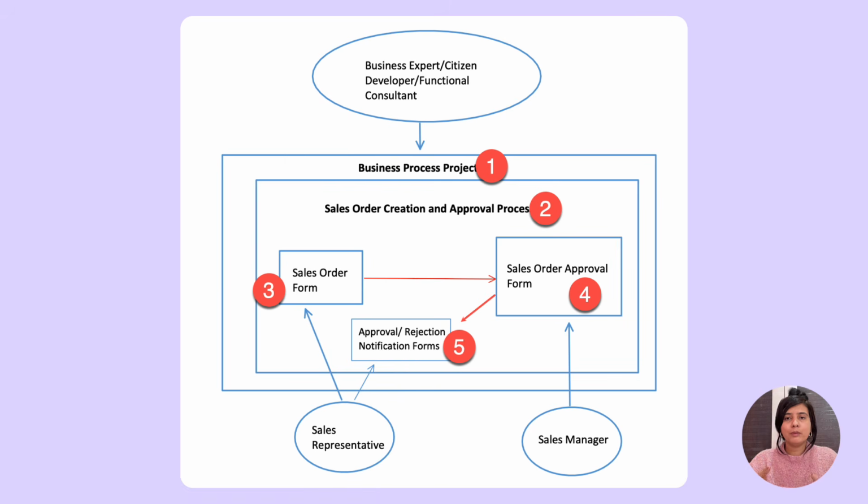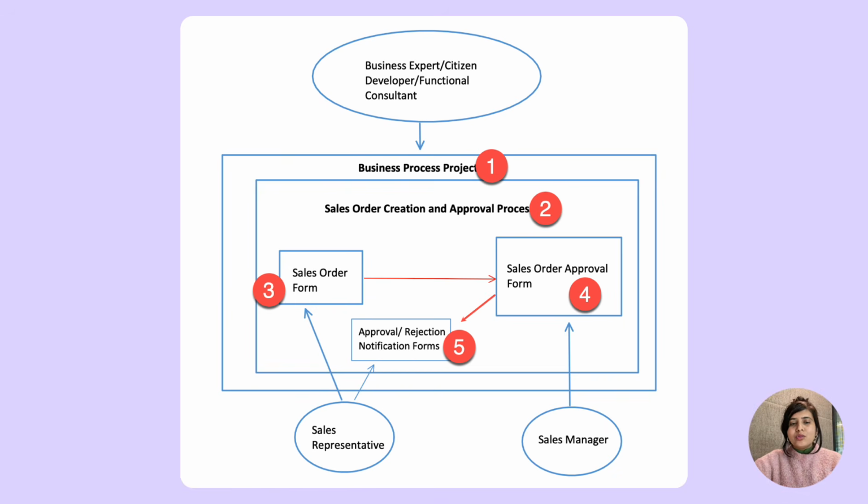To give you the big picture overview, 3 personas comes into picture here. First is the business expert or citizen developer or a functional consultant. This is the person who actually builds or creates the business process.